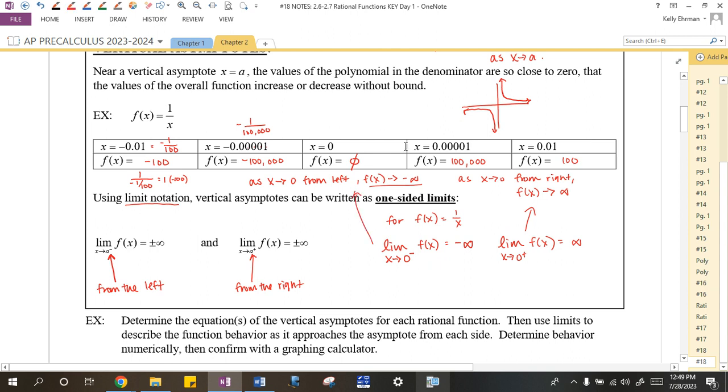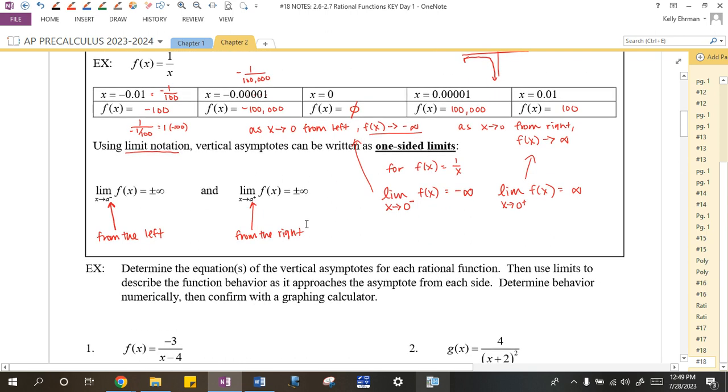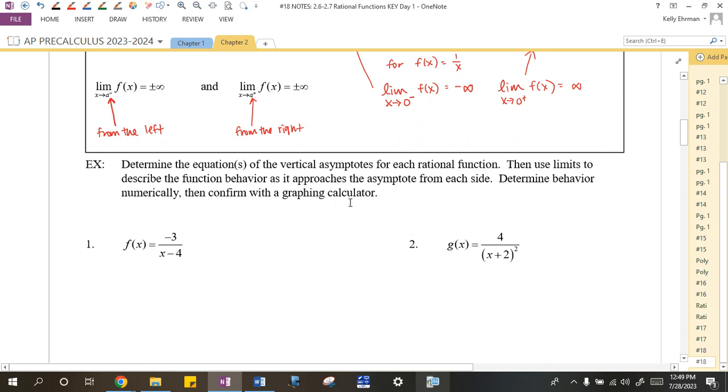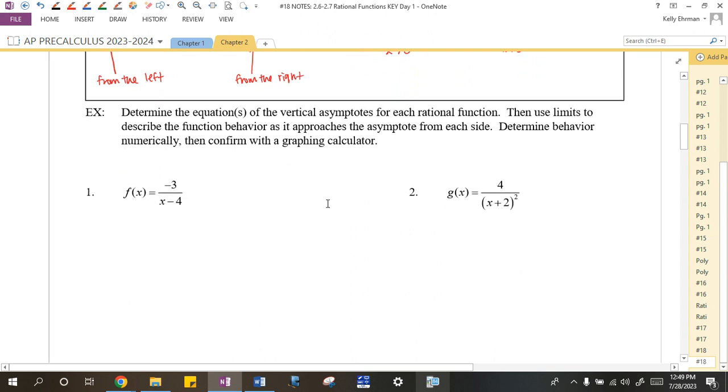So this is limit notation, and it says the same thing as what I wrote out in words. You're going to be expected to be able to use and read limit notation for our AP exam, and you'll use it a lot in calculus next year as well. So all we're going to do is determine the equation, or there could be more than one, equations of vertical asymptotes for each rational function. And then once we write down those equations, like x equals whatever, we're also going to use limit notation to figure out what the function behavior is.